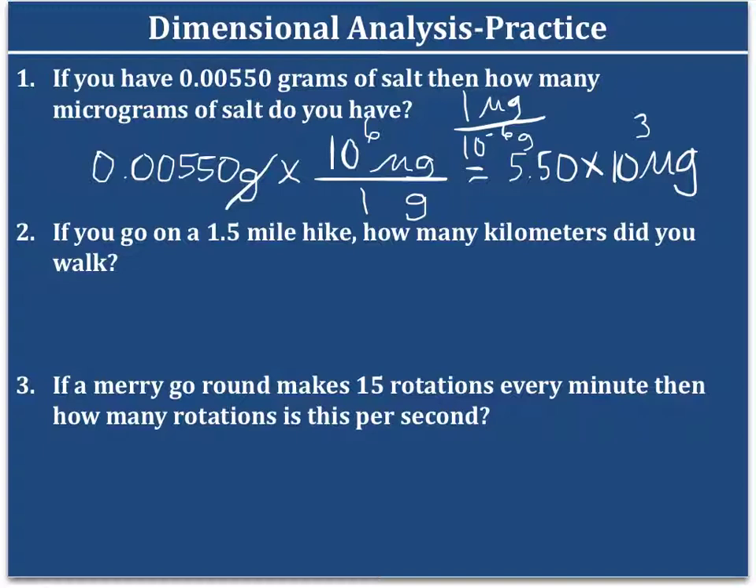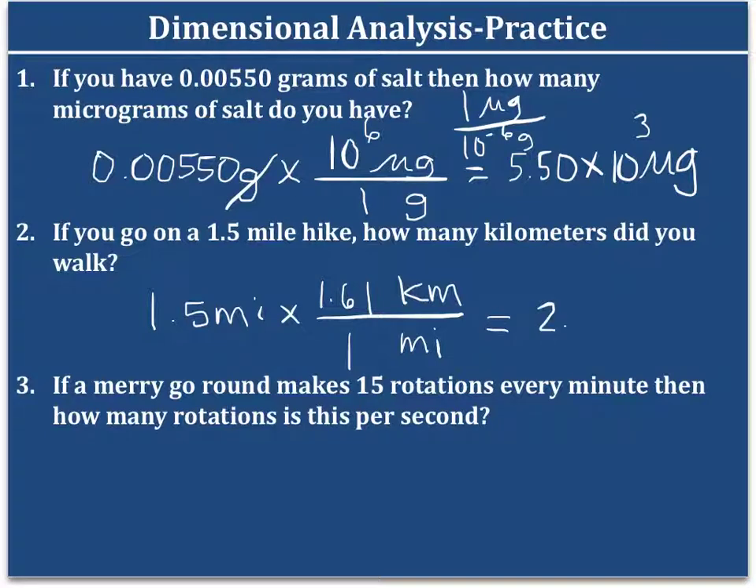All right, number 2. If you go on a 1.5 mile hike, how many kilometers did you walk? So 1.5 miles is what we know, so we'll write that down. We want to get rid of miles, so it goes on the bottom. We want to get into kilometers, so it goes on the top. And we know that there's 1.61 kilometers in 1 mile. So we would get 2.4 kilometers because our miles would cancel, and we multiply 1.5 times 1.61.